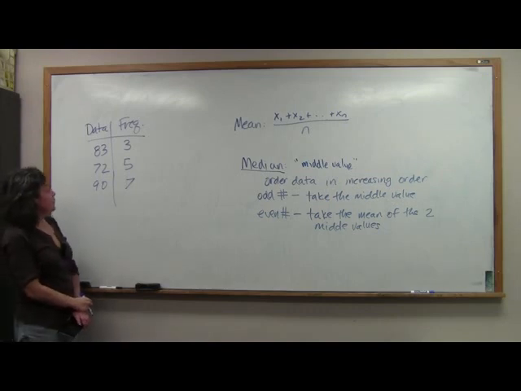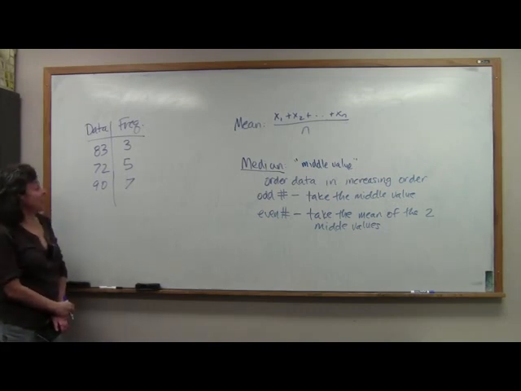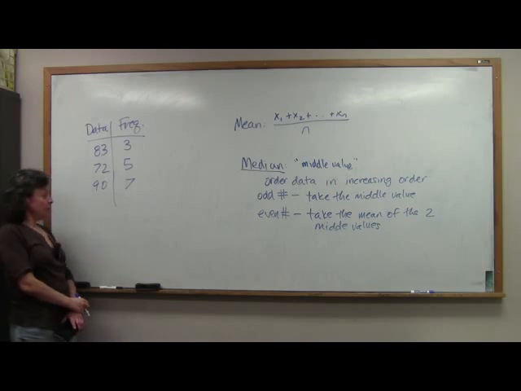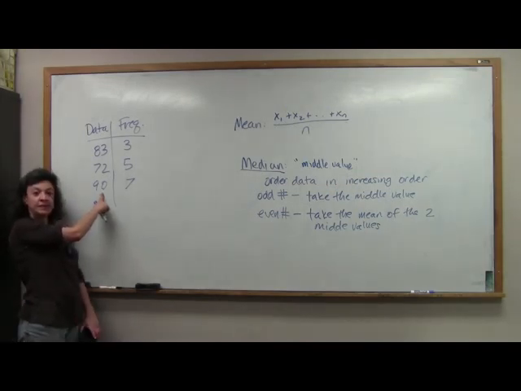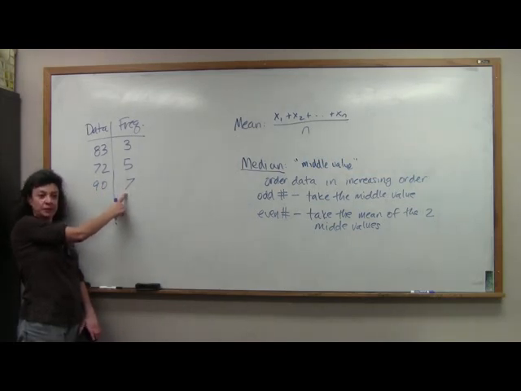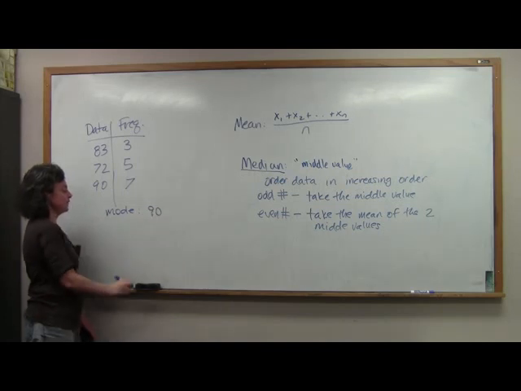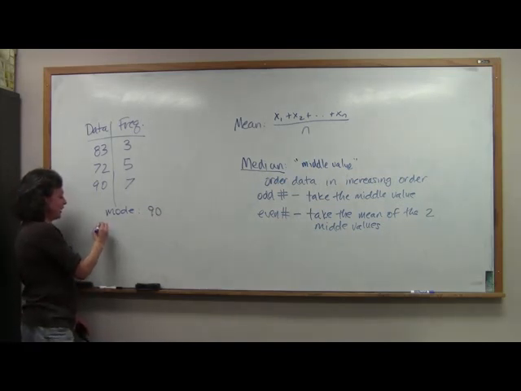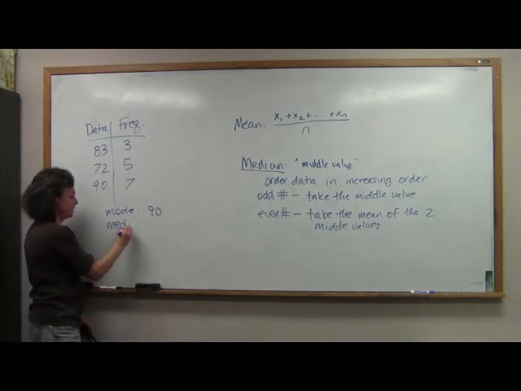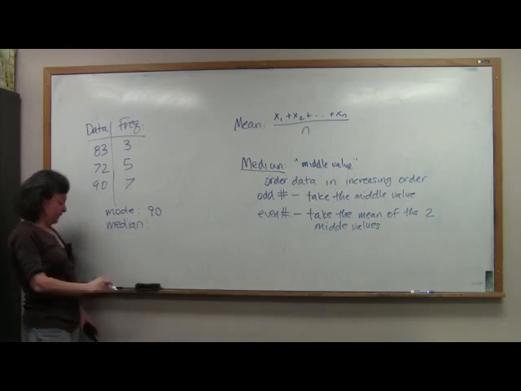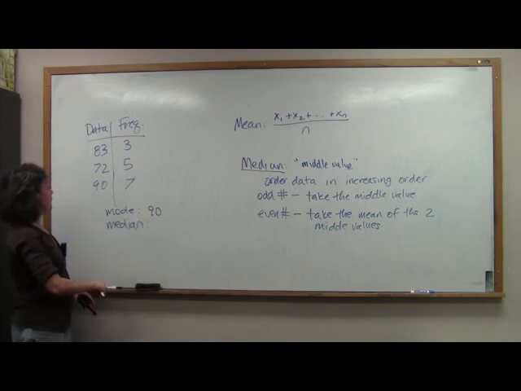Okay? If we were wanting to find our mean and our median and our mode of that data set. Well, what's our mode? Our mode is 90, right? Because that's occurring most frequently. So we got the mode to be 90, okay? Now, to find your median, that's your middle data value, okay?